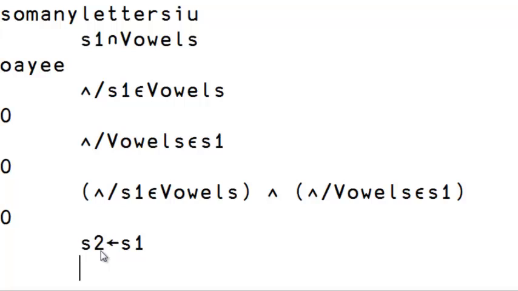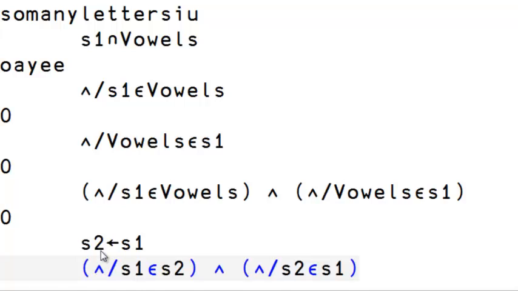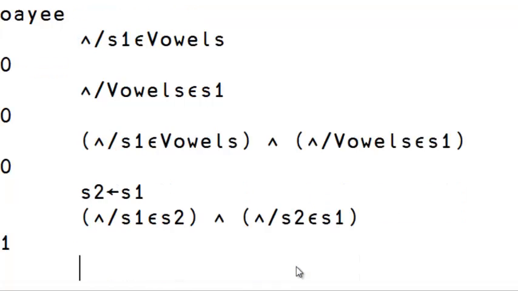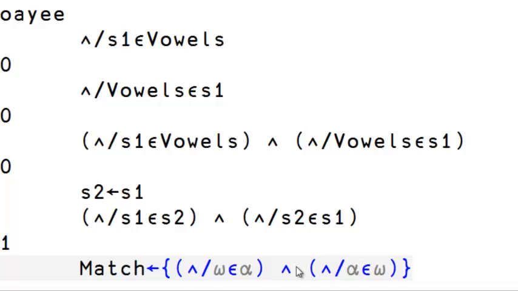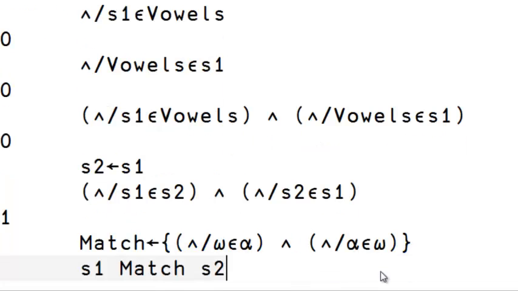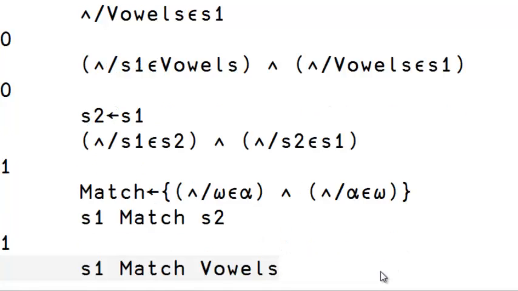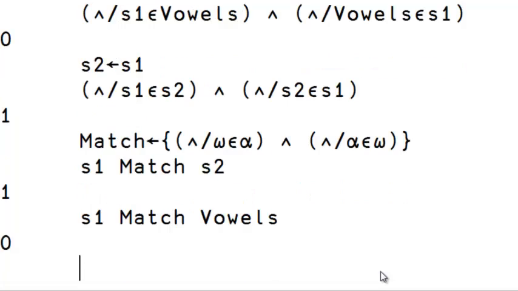We can create a second set based on the first one and verify that is S1 all member of S2 and is S2 all member of S1, and we can see that it is true. We can create a function that will be called match, and we want to know if all the elements in the right hand set are member of the left hand set, and if all the elements in the left hand set are member of the right hand set. And we can use that function to see if S1 matches S2. We can see if S1 matches the vowel set, and it is not true.